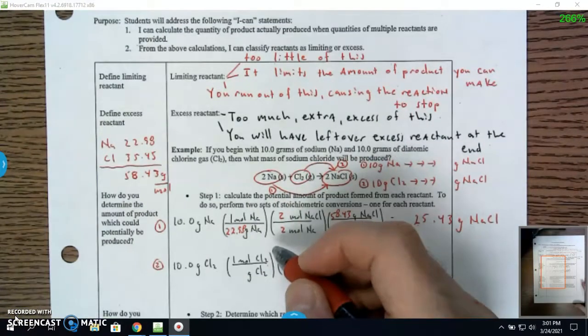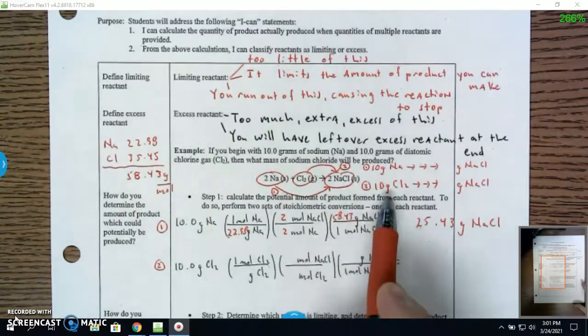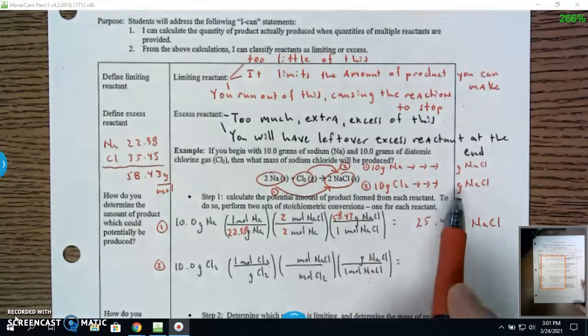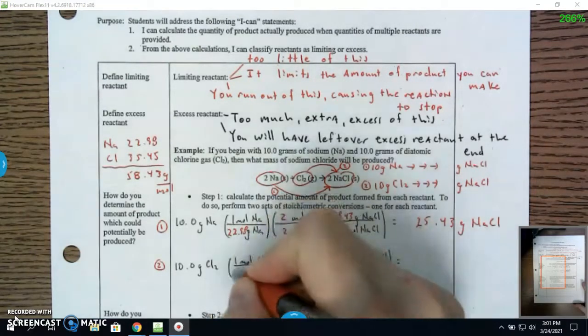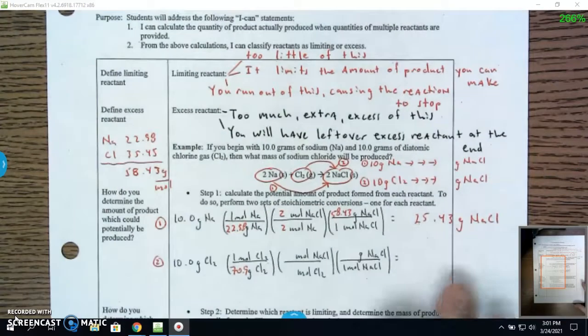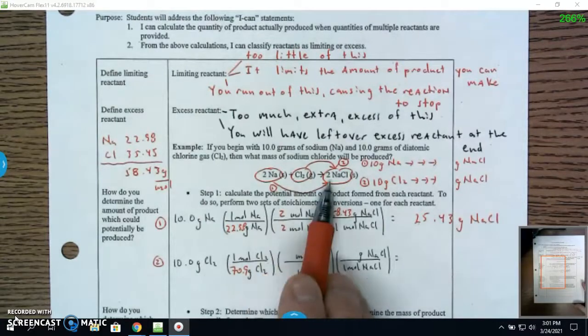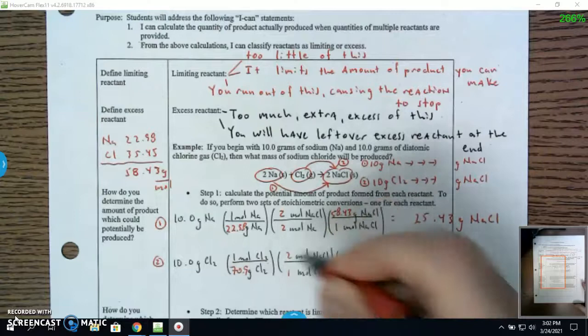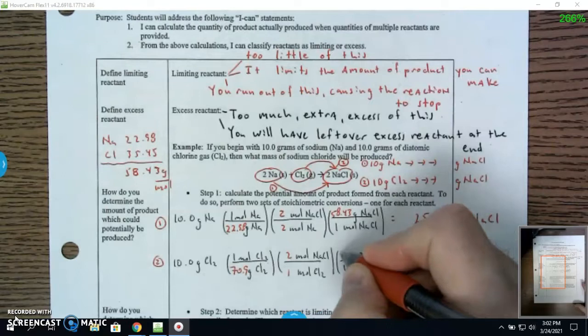All right, so now we're going to move on to the second string of calculations. In the second string of calculations, remember, we're going from 10 grams of diatomic chlorine to some potential mass of sodium chloride that we might be able to make. So I've already set this up down here. The molar mass of an individual chlorine is 35.45, so when we double that, we get a molar mass for diatomic chlorine of 70.9. The mole ratio of chlorine to sodium chloride is 1 mole of chlorine per 2 moles of sodium chloride. And we've already calculated the molar mass for sodium chloride. It's 58.43.